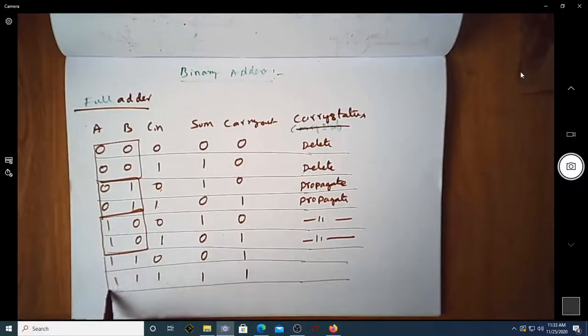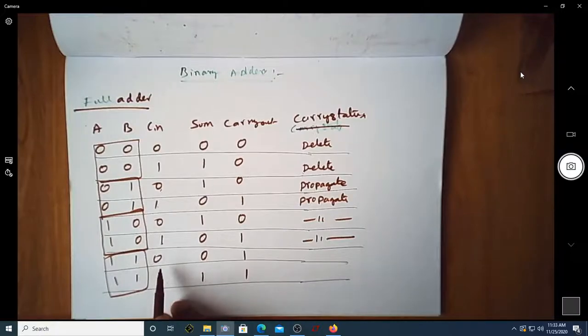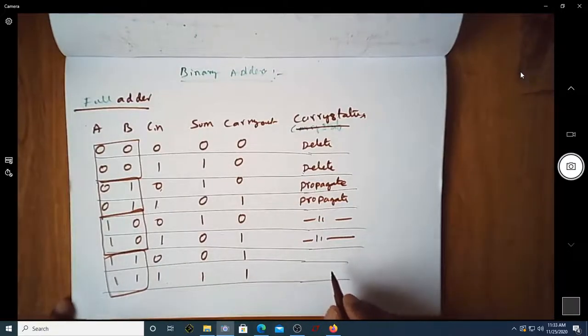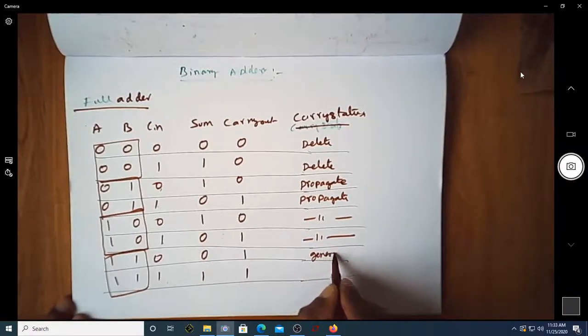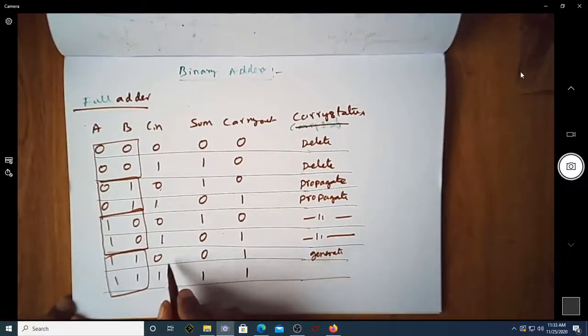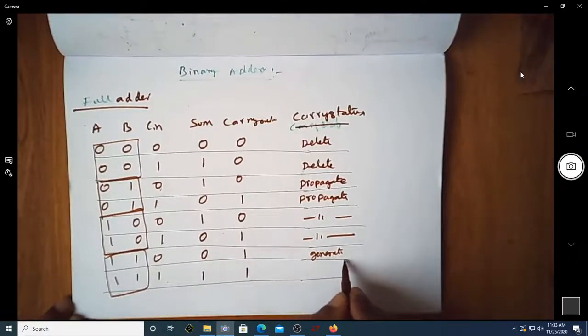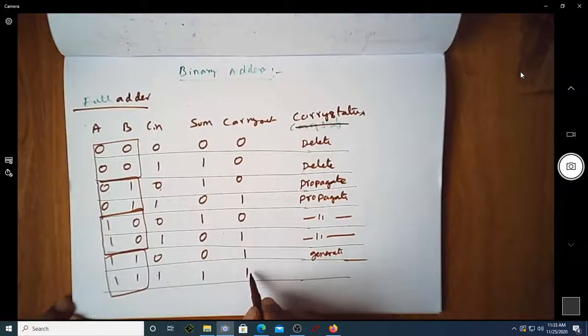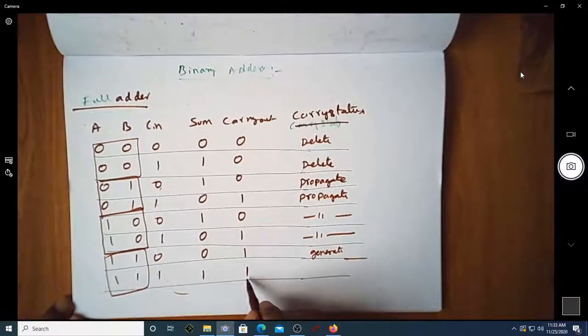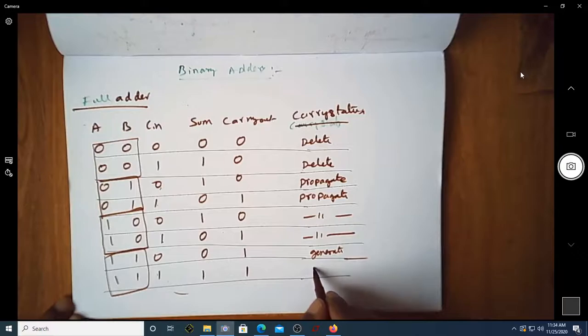Coming to the last combination, 1 1: irrespective of the value of C in, 0 or 1, you can see it is generating, and the carry out is always 1. So I will say it as generate. Since the carry input is 0, you are generating a carry. This is generate. In this particular case there is already a carry 1, so it could be either propagated or generated, but of course it is actually propagated. So I will say this as propagate.